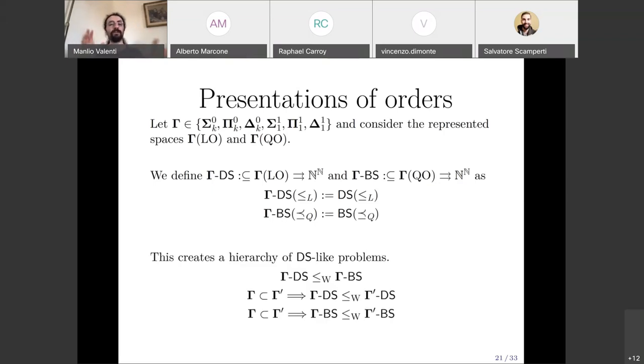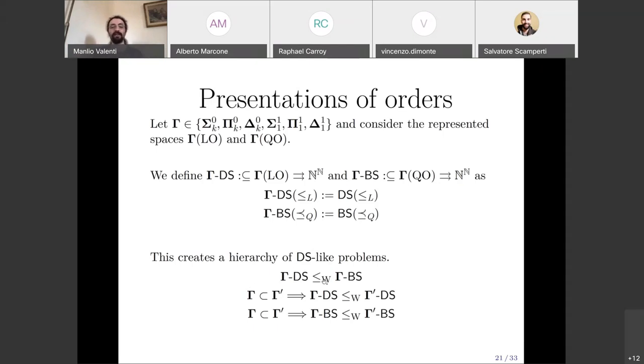So all of a sudden we have a bunch of new problems, and it's not really clear how they relate to each other, except for the trivial ones. For example, every linear order is a quasi order, and every bad sequence through a linear order is actually a descending sequence. And therefore this reduction here is trivial.